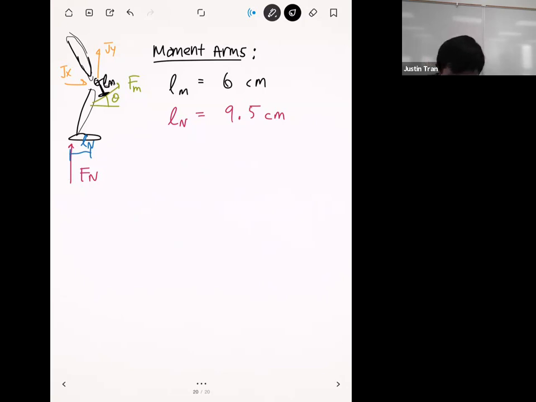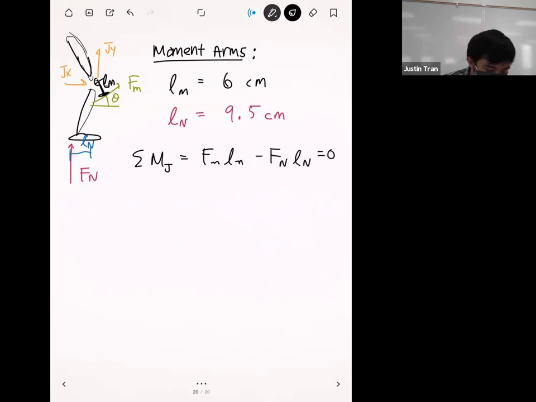Because traditionally, I would give you the length of the leg, how far away from the joint the muscle attaches. But in this case, just to keep the formula simple, I'm going to give you the moment arms exactly. All right, and so with that, we can sum up the moments around the joint. We have FM LM minus FN LN, and this is going to be equal to 0. And so we solve this, we get FM is equal to FN times the ratio of LN over LM.